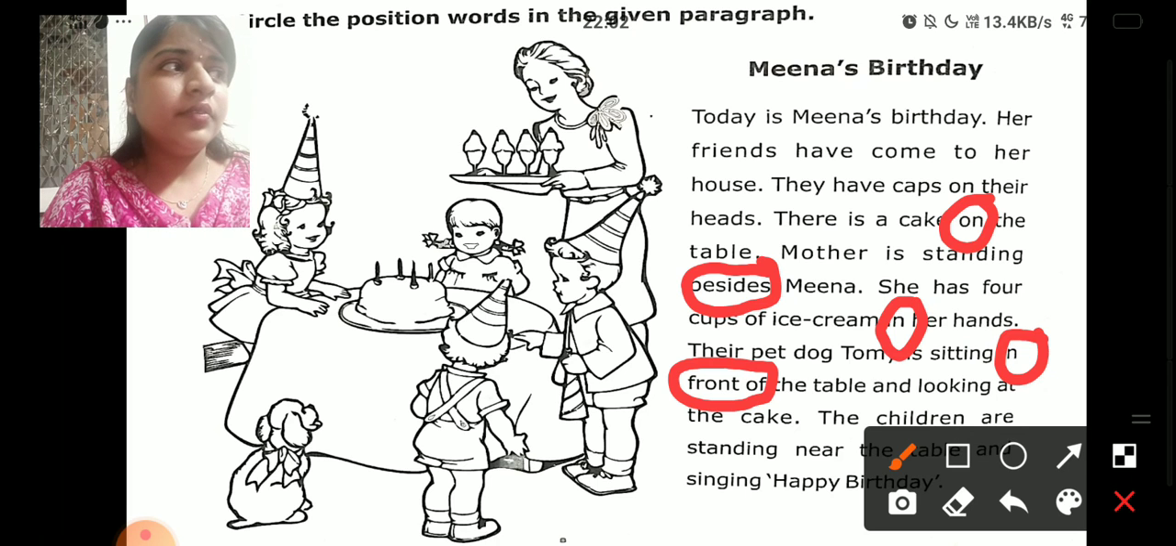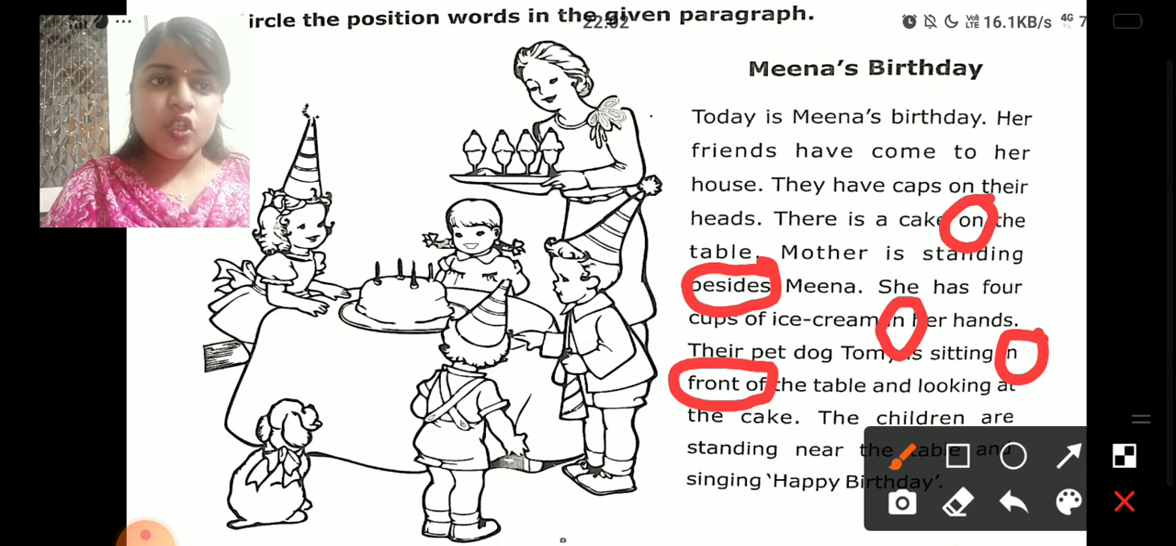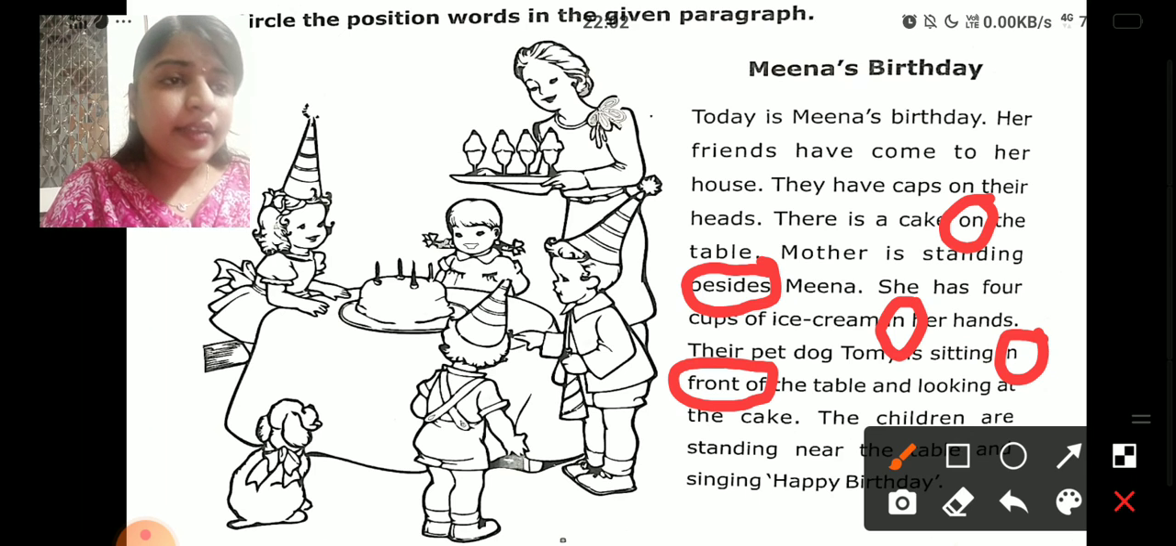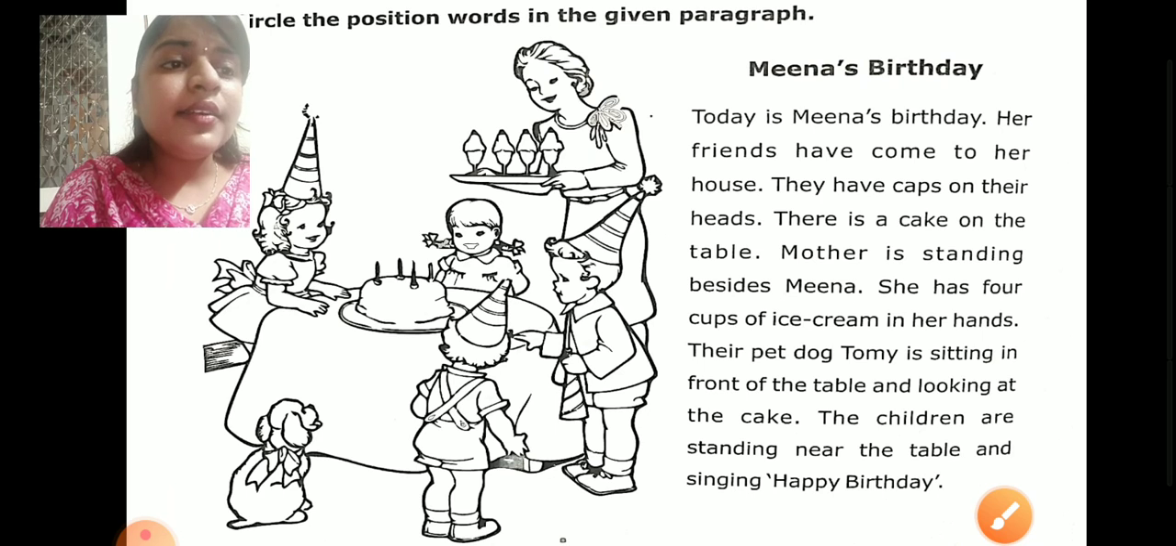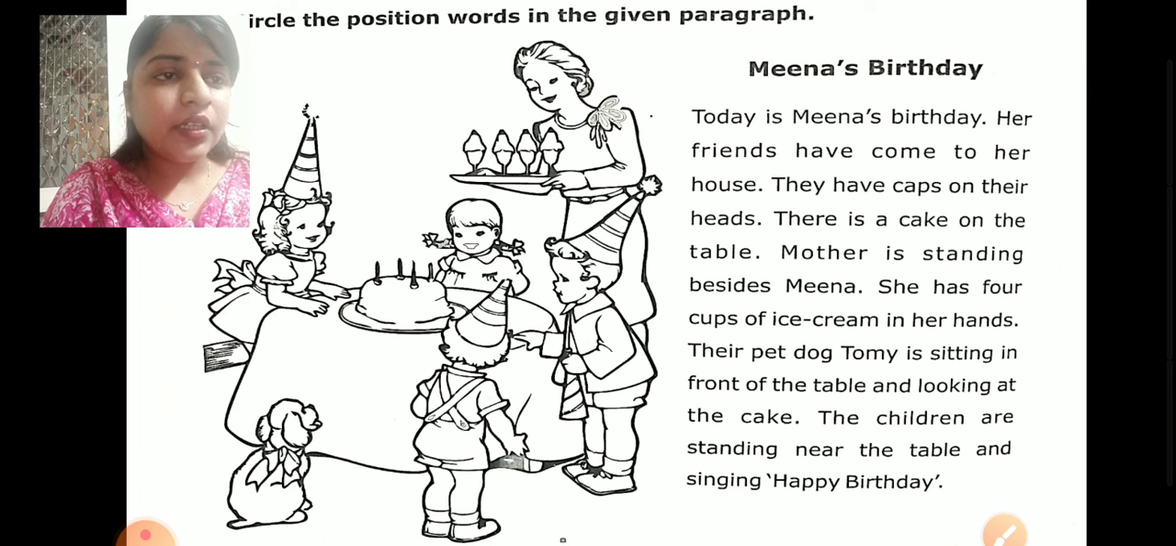Okay, children? So, now let us read the next sentence. The children are standing near the table and singing happy birthday. So here, what do you need to circle? Tell me, children, what is our position word? Near. So circle the word near.